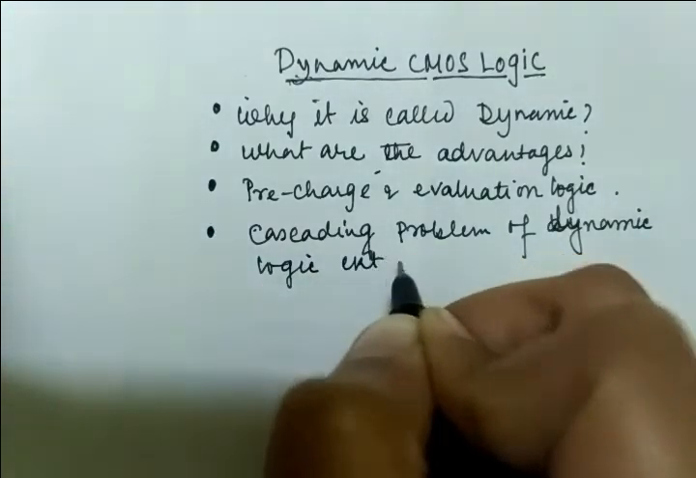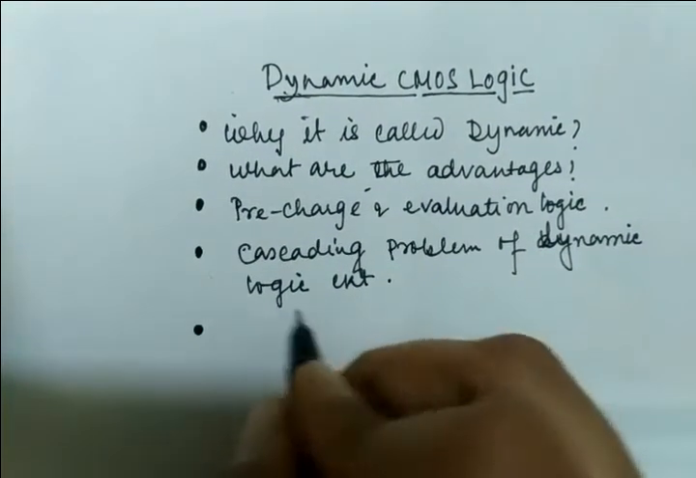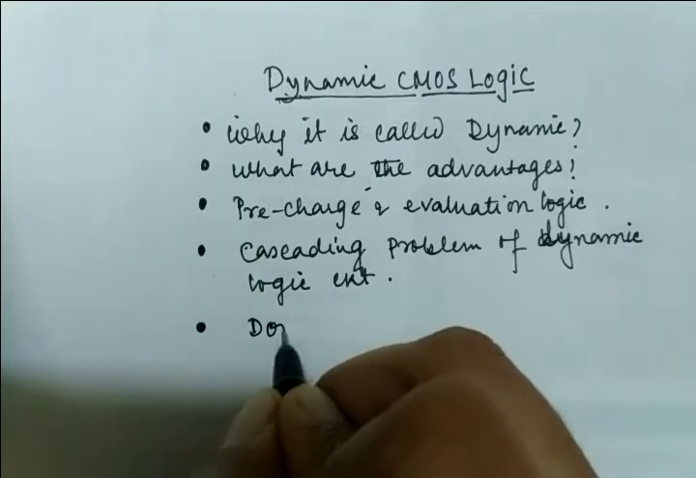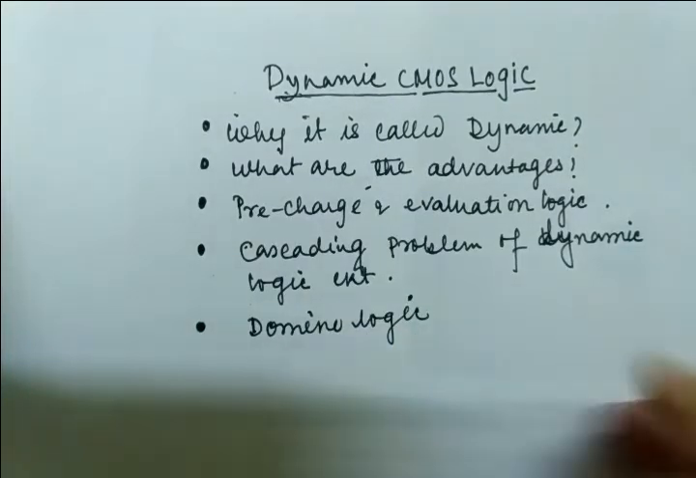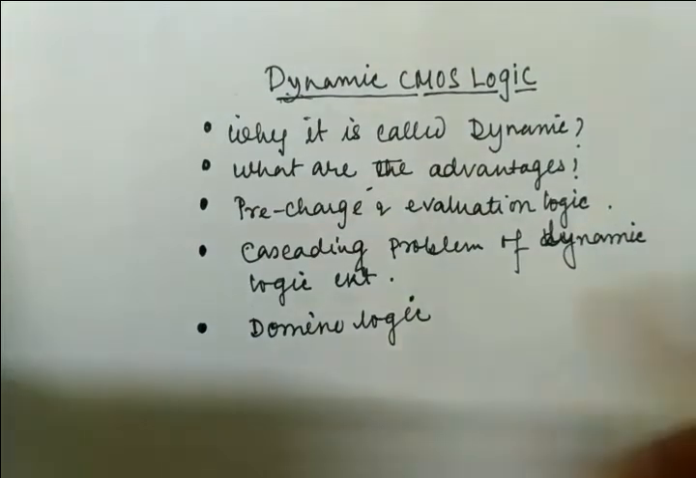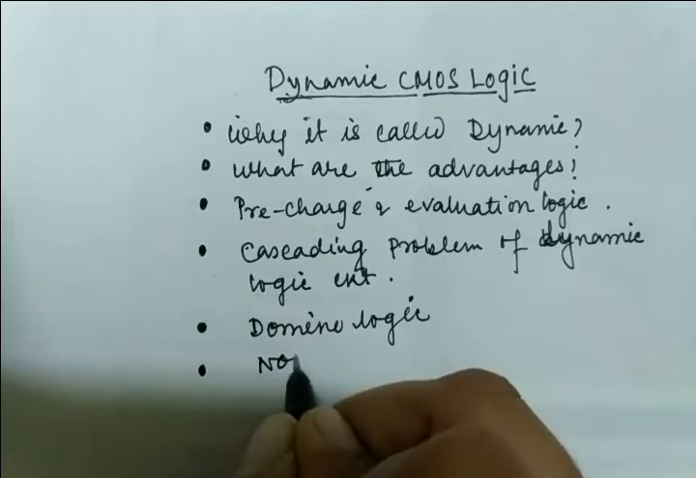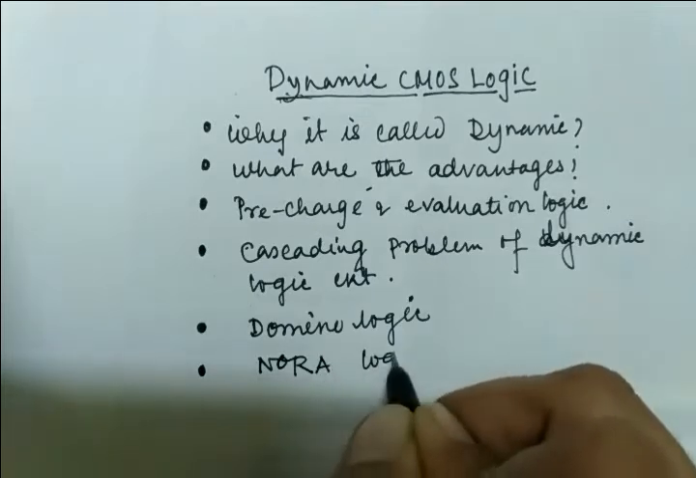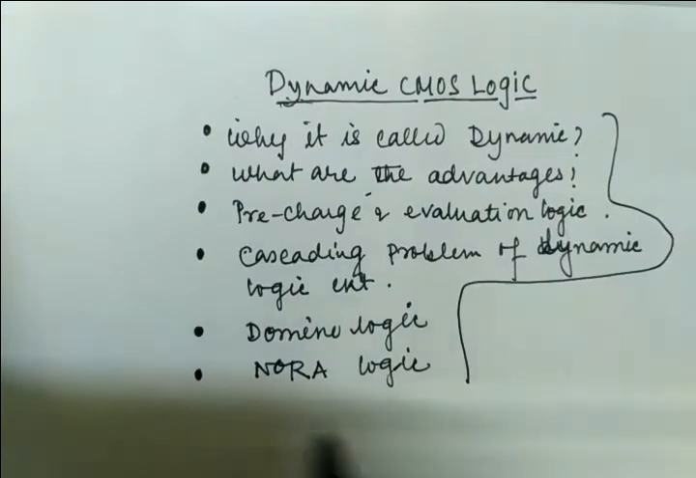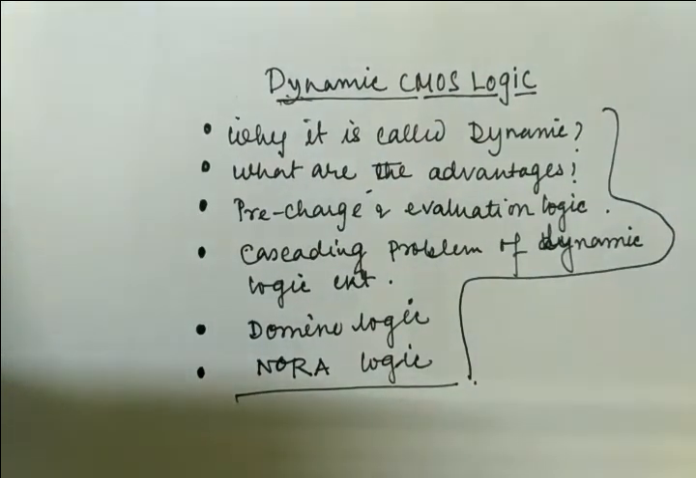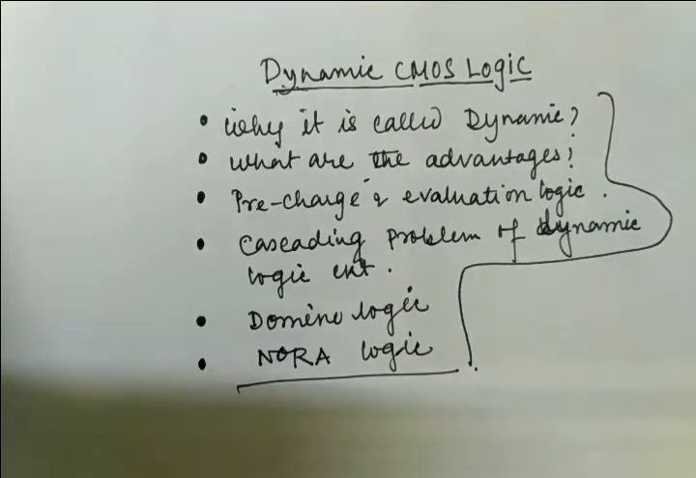To overcome this problem, there should be some solution, and that solution is known as domino logic, right? And in domino logic there are some drawbacks, and in order to recover from that you have to study the NORA logic. So all these things belong to your dynamic logic circuit design, dynamic CMOS logic circuit design, right?